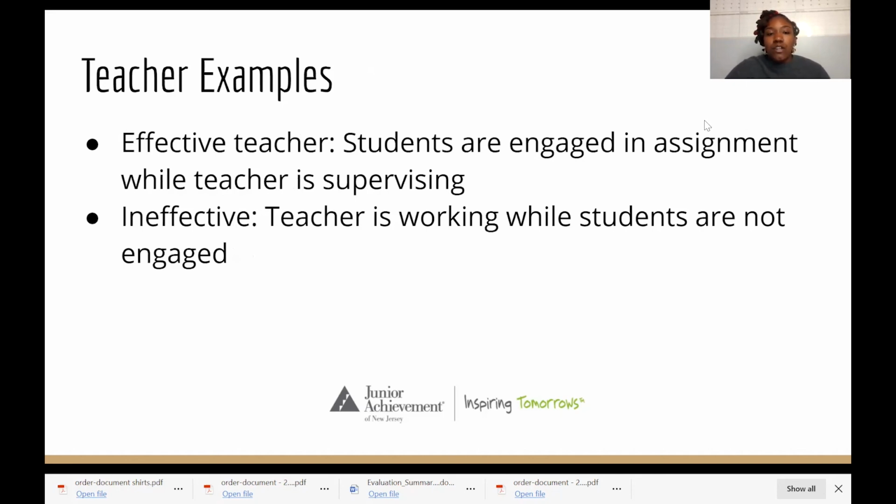And so with an effective teacher, the students are engaged in the assignment and the teacher is just supervising. You're just there to provide guidance, but the students are doing the work themselves. And with an ineffective teacher, the teacher is working while students are not engaged. And so it could be me presenting in front of a crowd and I continue to go, but I hear a bunch of conversations going on. That is ineffective. No one's learning and you really aren't teaching.